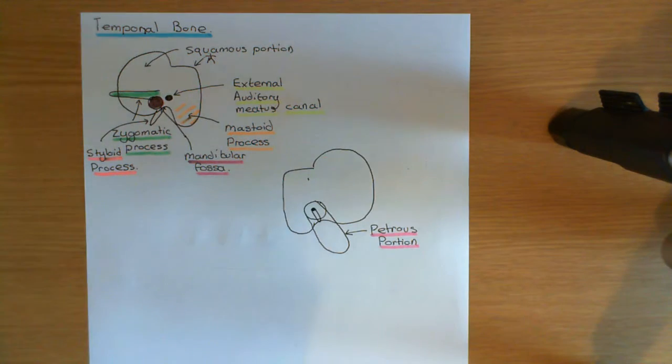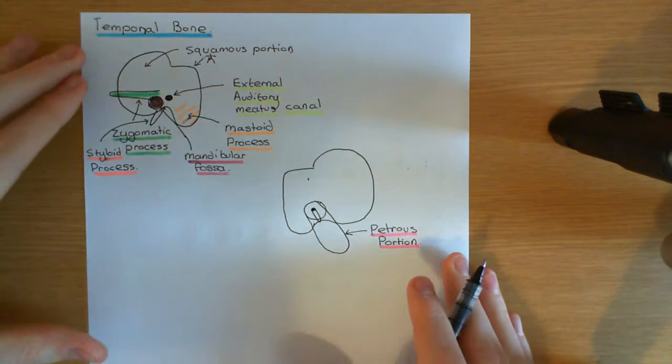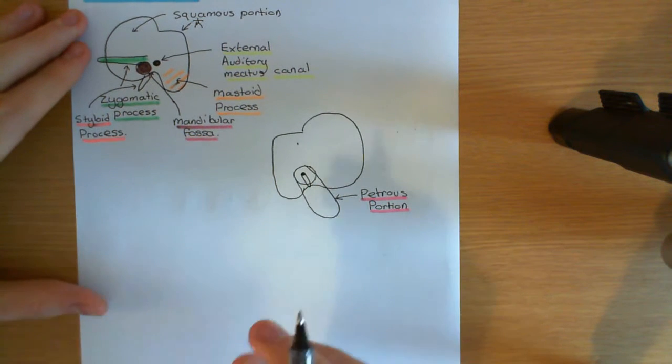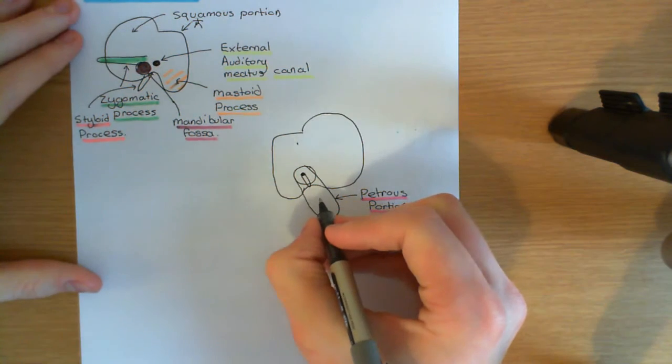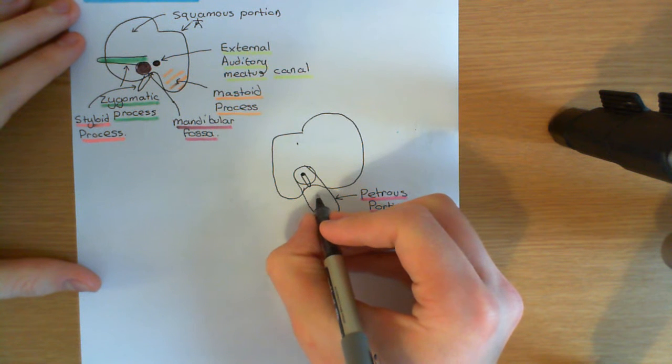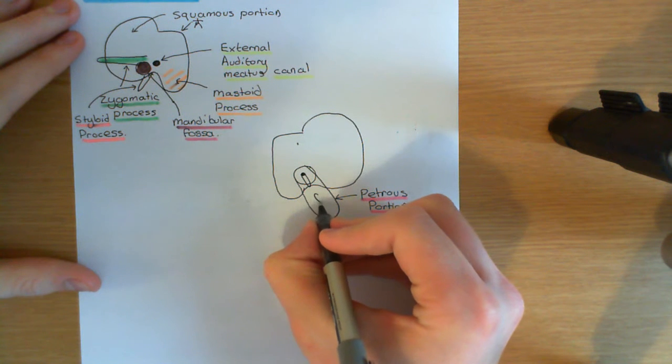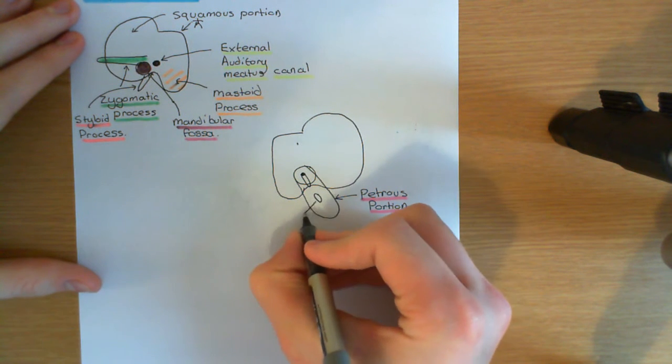A few more things that I want to show on this picture is I want to show the internal acoustic meatus, which is an opening into the petrous portion of the temporal bone from the inside of the skull, and this is actually where the vestibulocochlear nerve is going to enter the petrous portion of the temporal bone. So I'll draw this here.